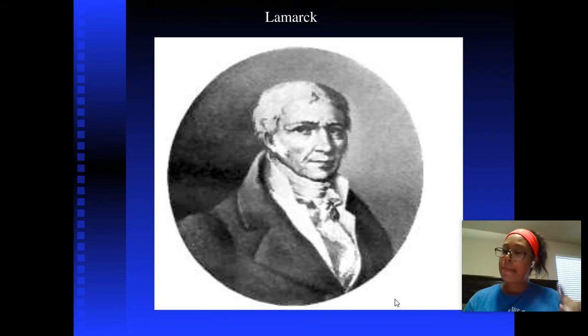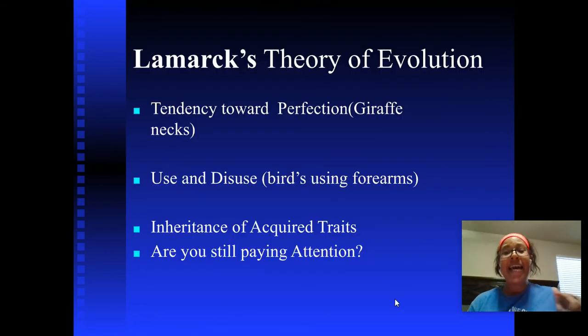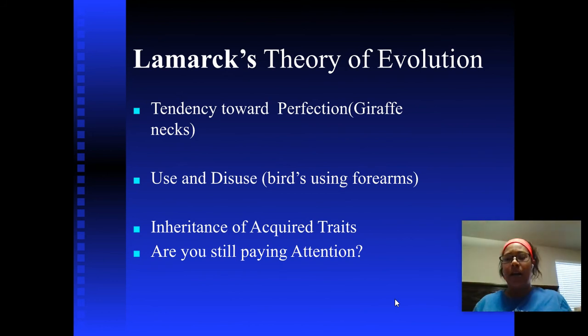Lamarck, he had some interesting ideas. He said that things are going to tend towards perfection, and perfection being how they are right now. So he uses a giraffe as an example, that the perfection state is that they had a long neck, so they kept moving and stretching their necks until they had long necks. He also had the idea of use and disuse. So the birds flapped their wings, and eventually they had wings and they could fly.